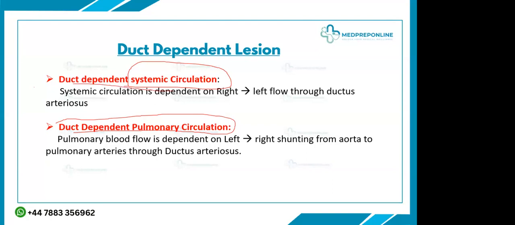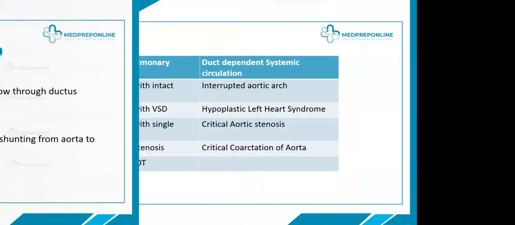So duct dependent systemic circulation are those lesions in which the systemic circulation is dependent on the right to left flow through the ductus arteriosus. Okay, so in these, systemic circulation is dependent on the ductus arteriosus, and the lesions which are duct dependent pulmonary circulation are those in which the pulmonary blood flow is dependent on the left to right shunting from the aorta to the pulmonary arteries through the ductus arteriosus. So in the first one, systemic circulation is dependent on the ductus arteriosus, and in the second one, the pulmonary circulation is dependent on the ductus arteriosus.